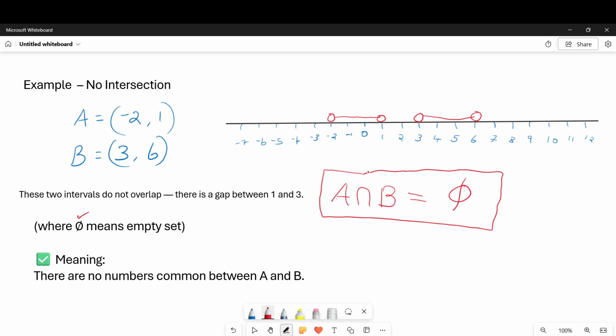We can say phi instead of zero. Phi means empty set, like an interval with nothing here, an empty bracket. Or we can say A intersection B is equal to just an empty bracket, nothing. In mathematical notation, we commonly write A intersection B equals phi, an empty set. The meaning is there are no numbers common between A and B.